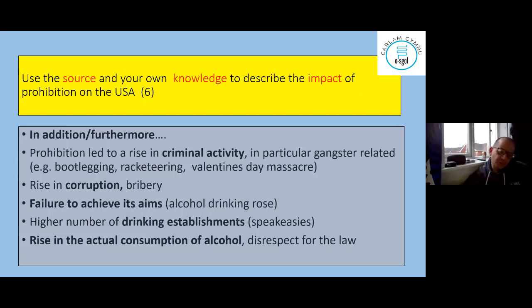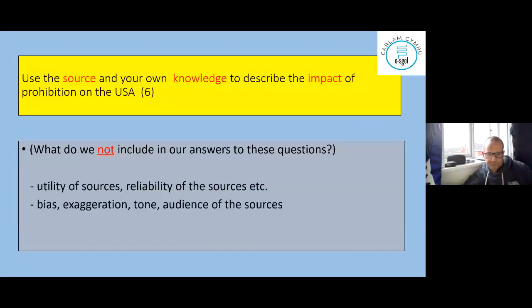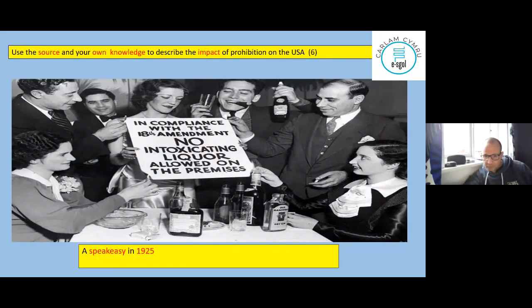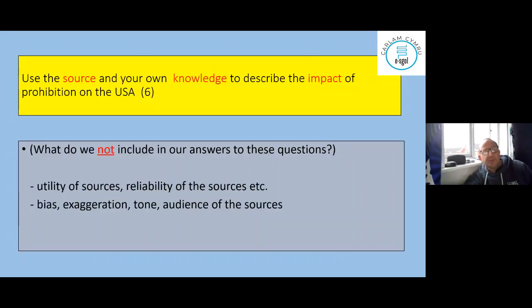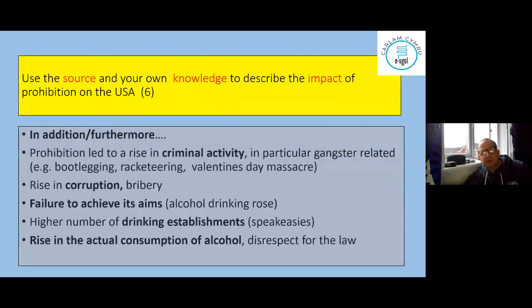So in essence, we would aim to have a good level of support from the source itself, and the annotation, which is always underneath the source, and then a few aspects from our own knowledge to secure a higher score response, hopefully 4, 5, or 6 out of 6.